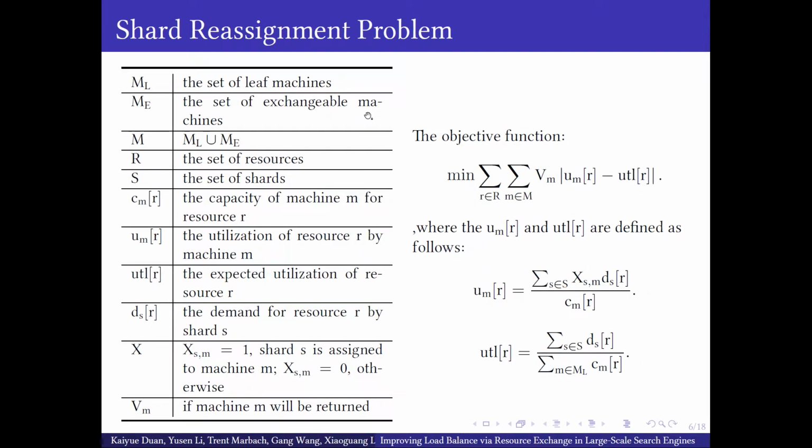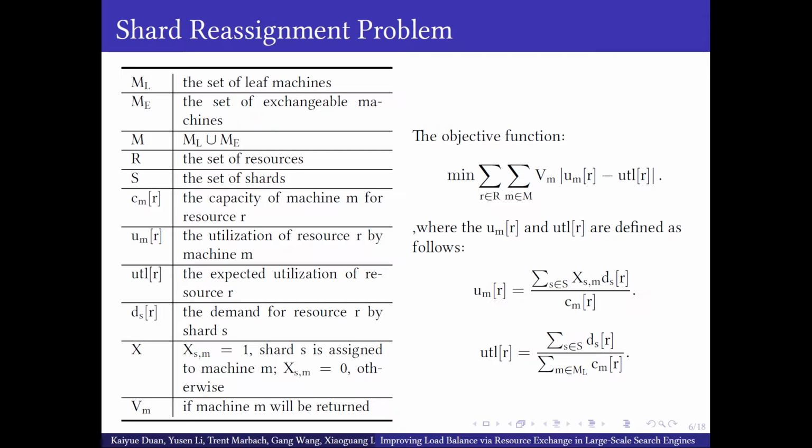We formulate the shard reassignment problem as an integer programming model, where we are given a set of leaf machines, a set of shards, and a set of exchangeable machines. The resource considered in this paper is abstract and virtualized. Initially, each shard is assigned to a leaf machine, and thus all the leaf machines are not initially vacant.